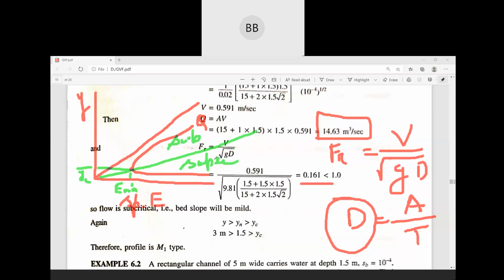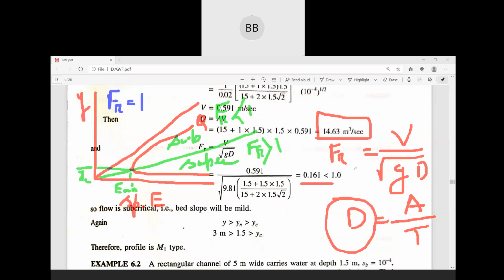If you remember, in supercritical your Froude number is greater than 1, and in subcritical your Froude number is less than 1. These things we have already discussed. For critical depth YC, your Froude number is equal to 1. So for critical depth Fr is 1, for supercritical it is greater than 1, and for subcritical it is less than 1.